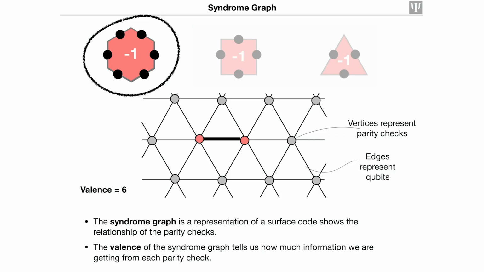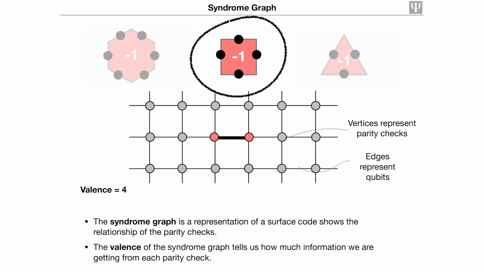So this idea translates to the syndrome graph picture very nicely. Here's a picture of taking the plaquette and putting it on the syndrome graph. In the syndrome graph, the number of qubits that are incident on any parity check is given by the valence of the syndrome graph. And so here is a valence 6 syndrome graph as we go through these things.